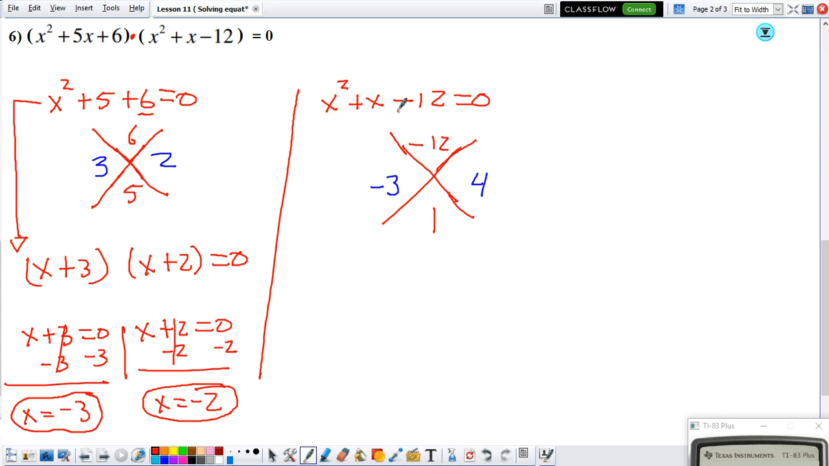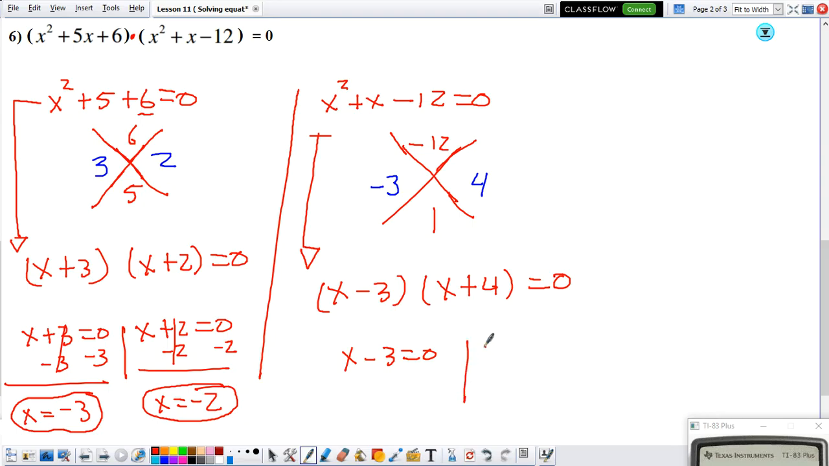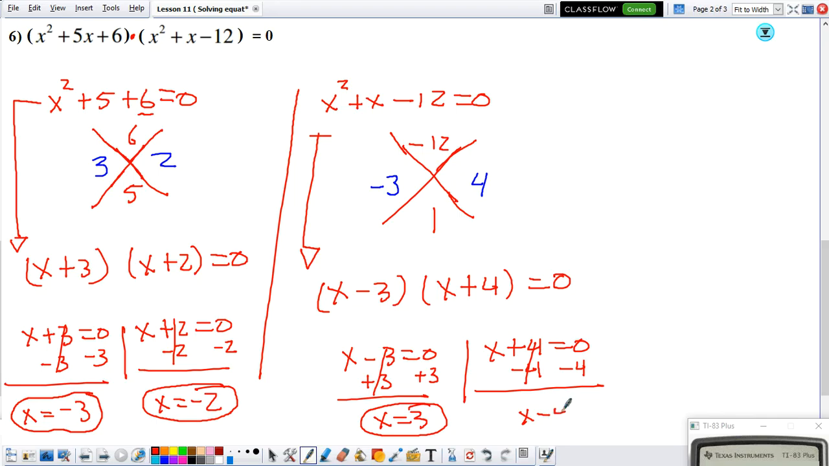And let's rewrite the original as x minus 3, x plus 4 equals 0. All I did was rewrite the top equation in this form, and then we can apply the rule again. Two expressions equal to 0, set each one of them equal to 0. So plus 3 here, so x equals 3. Minus 4 here, so x equals negative 4.